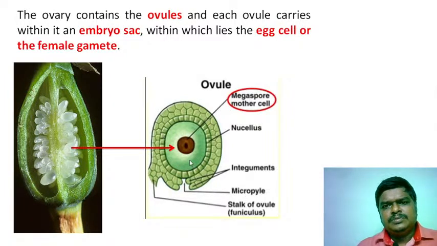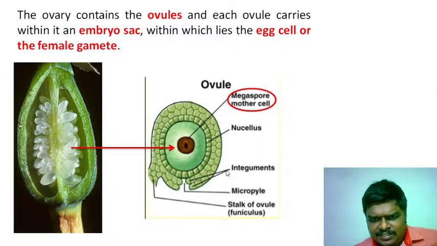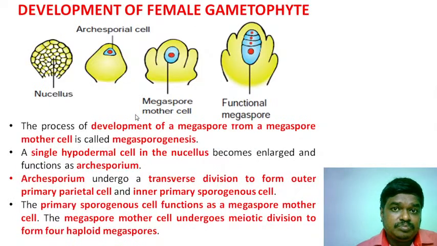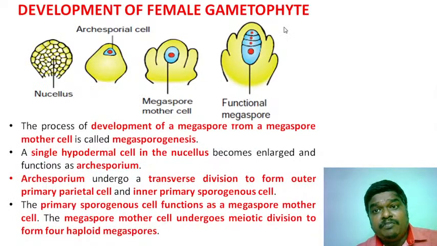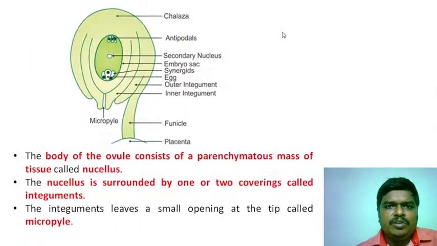Okay, now I want to explain to you about the development of the embryo sac. Here what you are seeing is not the embryo sac. The embryo sac will be a typical structure like this. This is actually the embryo sac structure. How this structure is formed, I am going to explain to you. That is called the development of the female gametophyte.